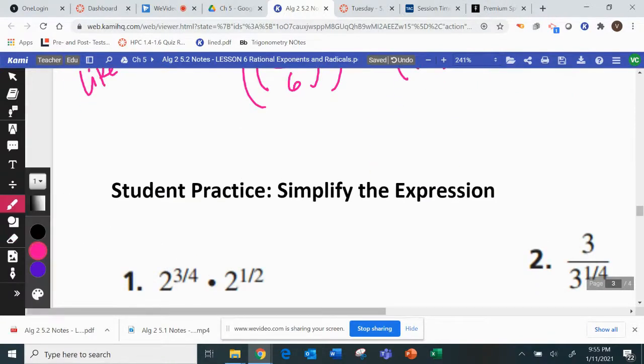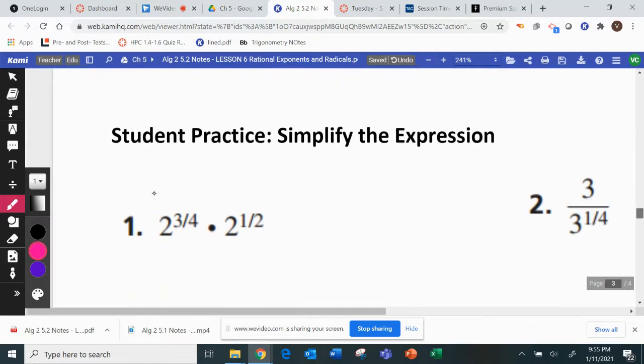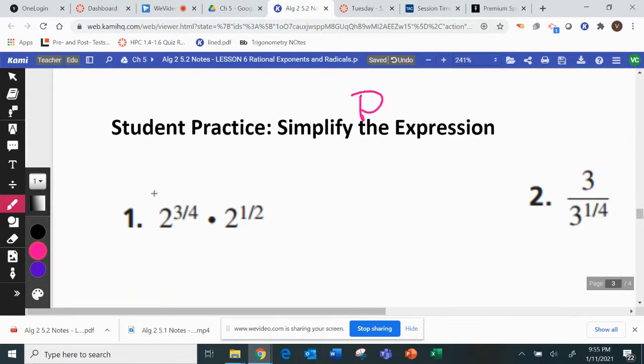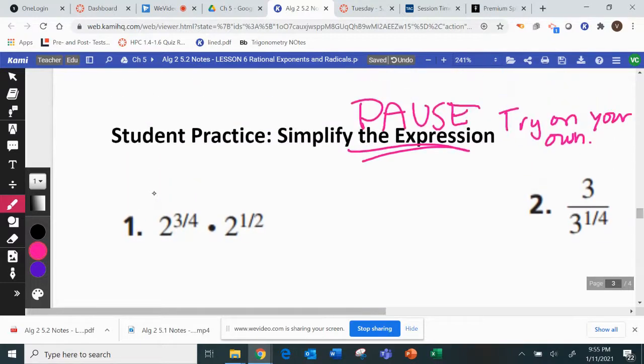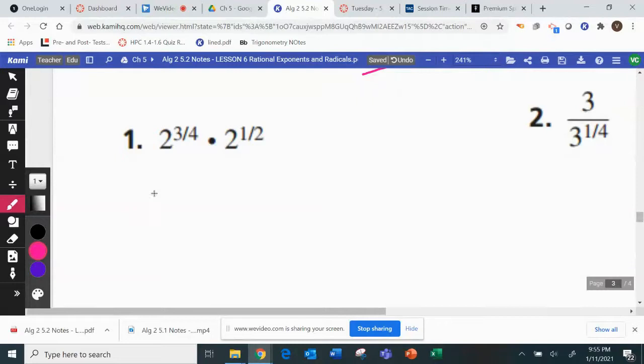Okay, you'll notice the next section is student practice. This is where you should totally pause it. Try it on your own. That way you can ask questions, see if you don't understand something. When I do it, there's a lot of thoughts in my head that you don't see. So I make it look pretty easy sometimes, but you don't know if you can do it till you've tried it on your own. Hopefully you have tried that on your own, and now I'm going to go over the answers.